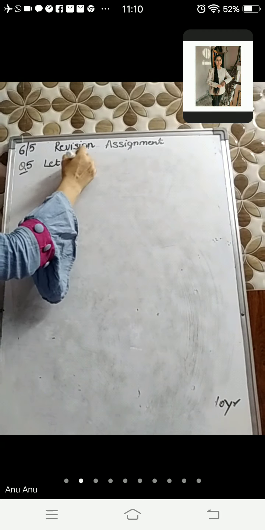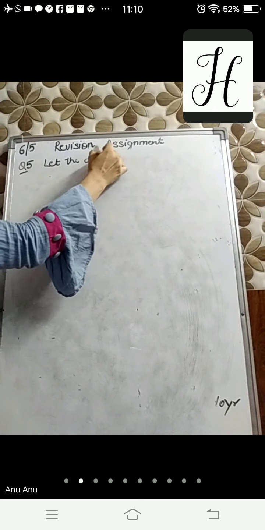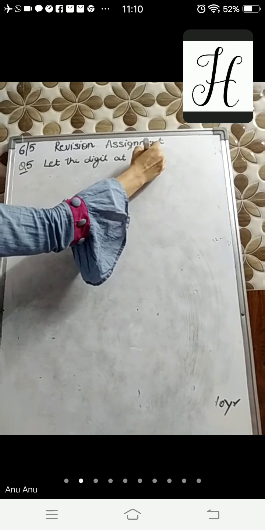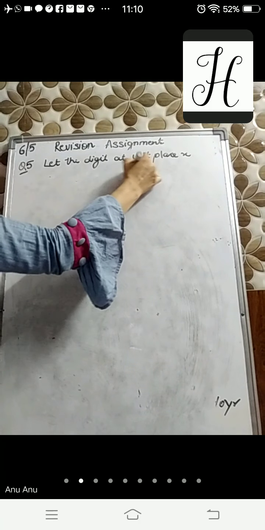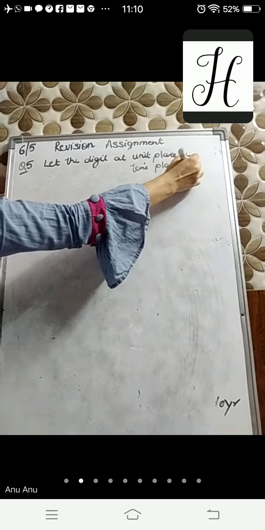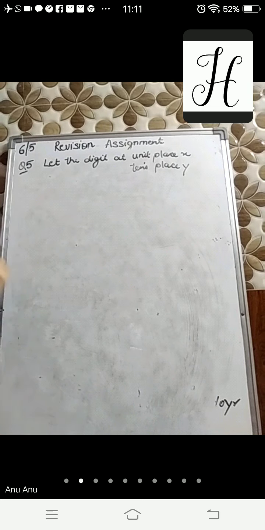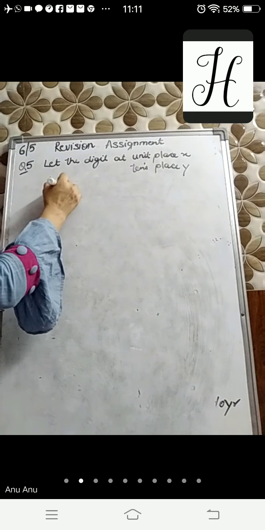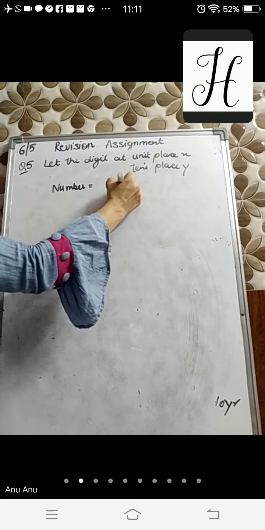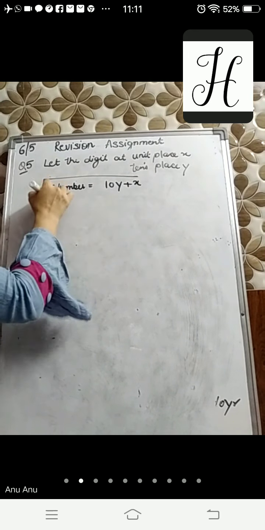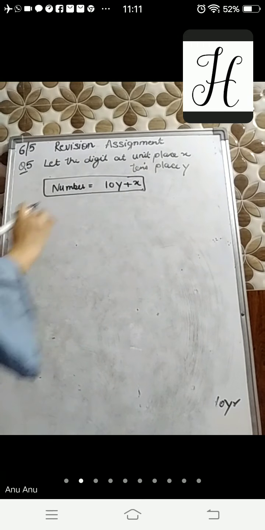Let the digit at unit place be x, at tens place be y. So always, after supposing the number, you have to write the number. So number is 10 times the tens place plus unit place. So this will give you the answer. That's why I have highlighted it.